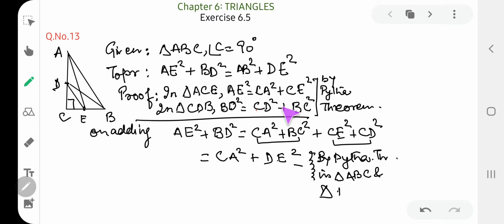Now we are left with CD and CE. So see CD square plus CE square in this small right angle triangle CDE. CD square plus CE square is equal to DE square. So in place of CE square plus CD square, you will write DE square.